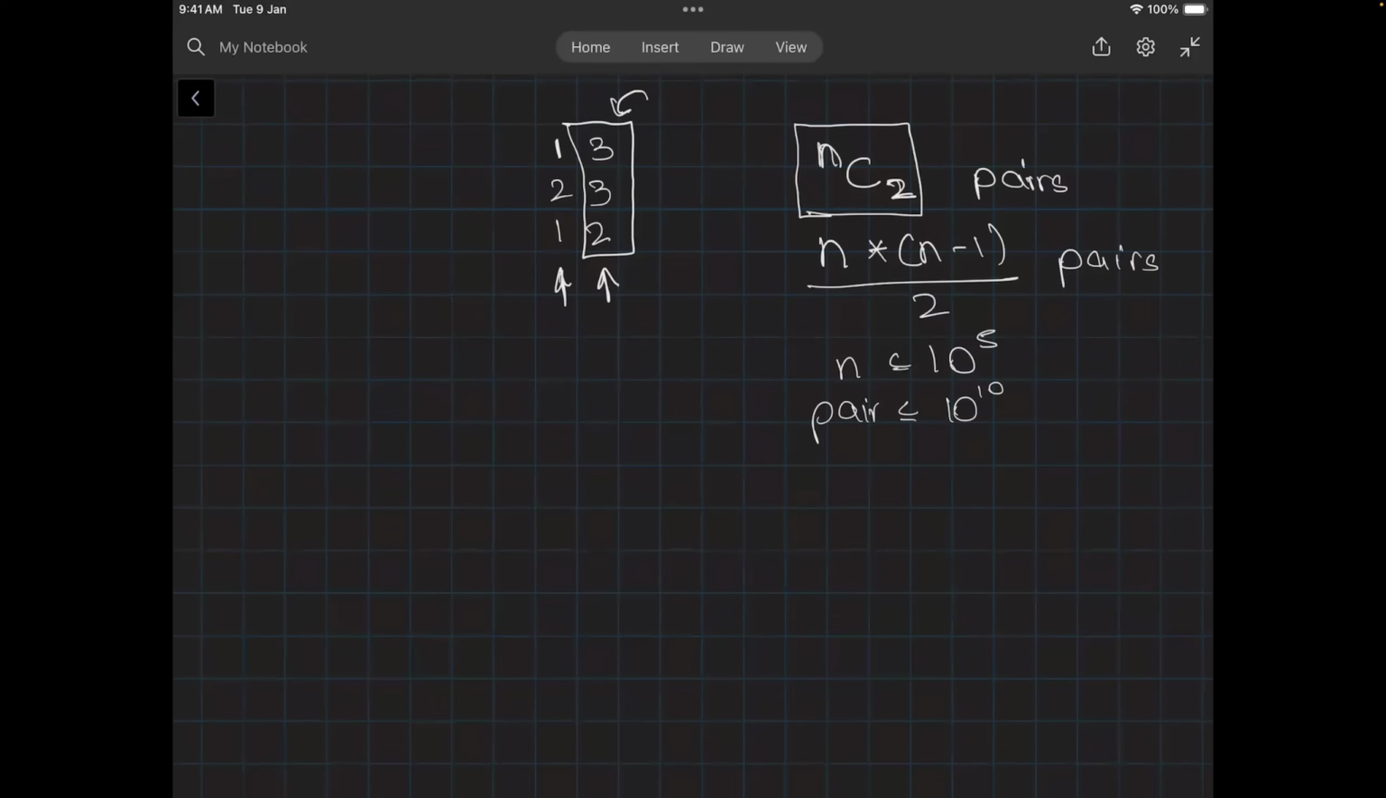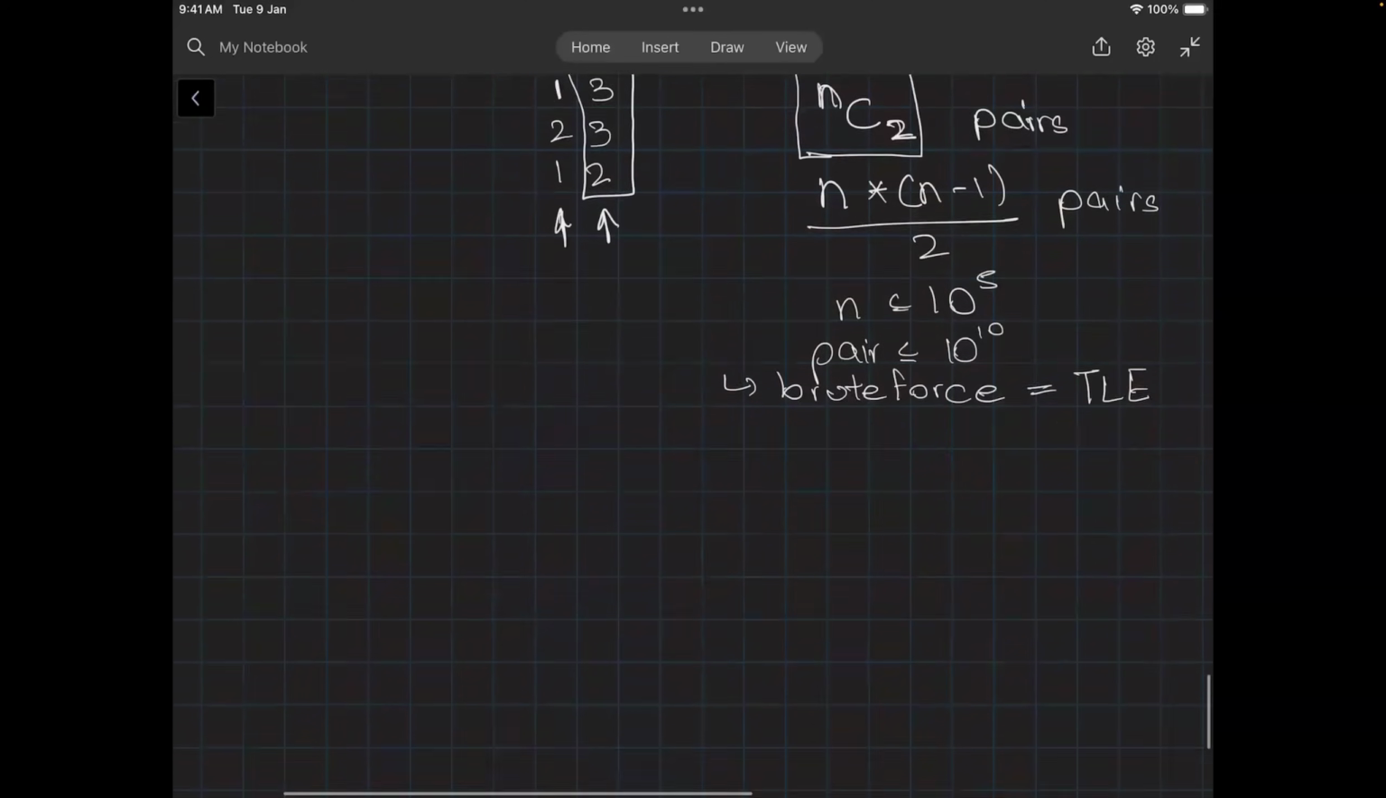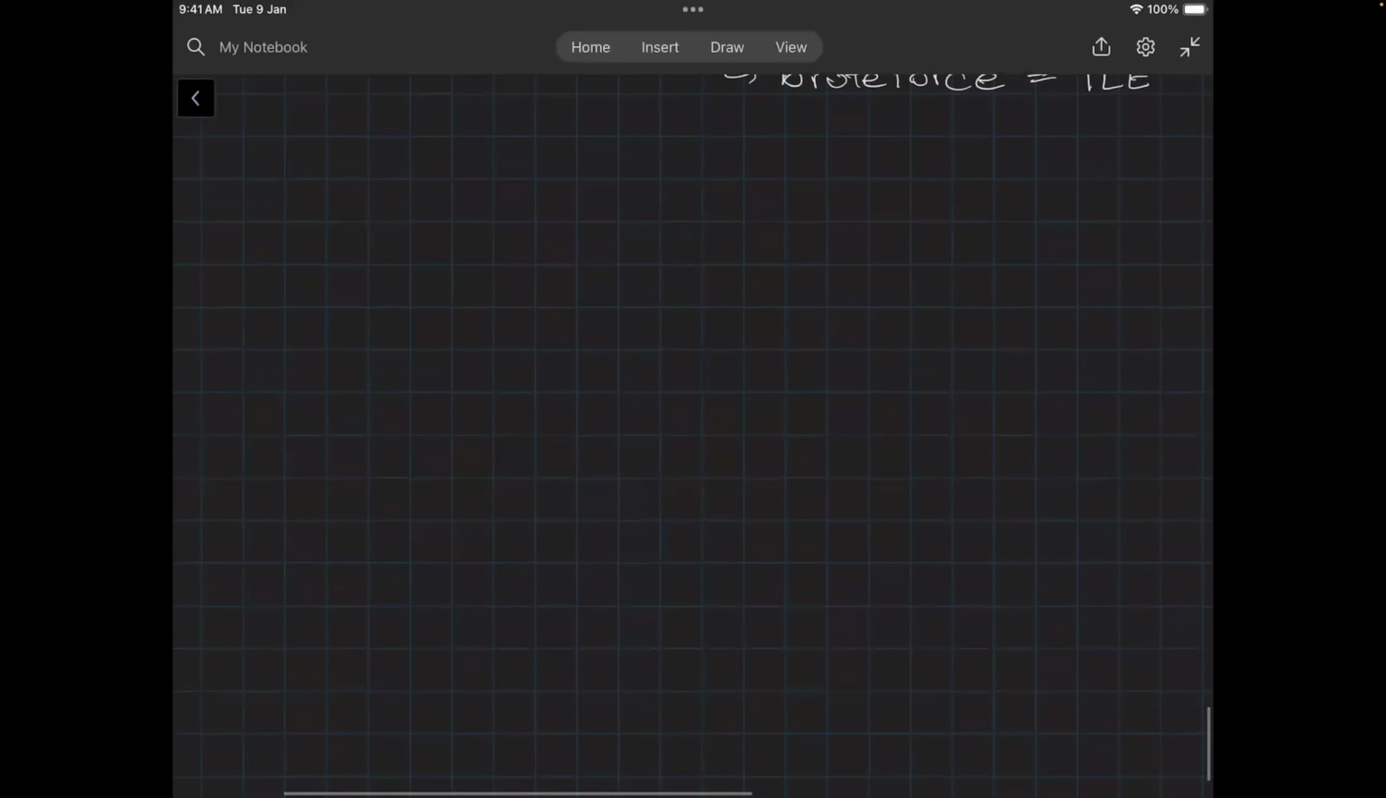Now, it is clear that we cannot really do a brute force. Okay, brute force won't work. It will TLE. So what do we do here? If we can't do brute force, what do we do? Guys, we are going to use a mathematical technique today. What is it?